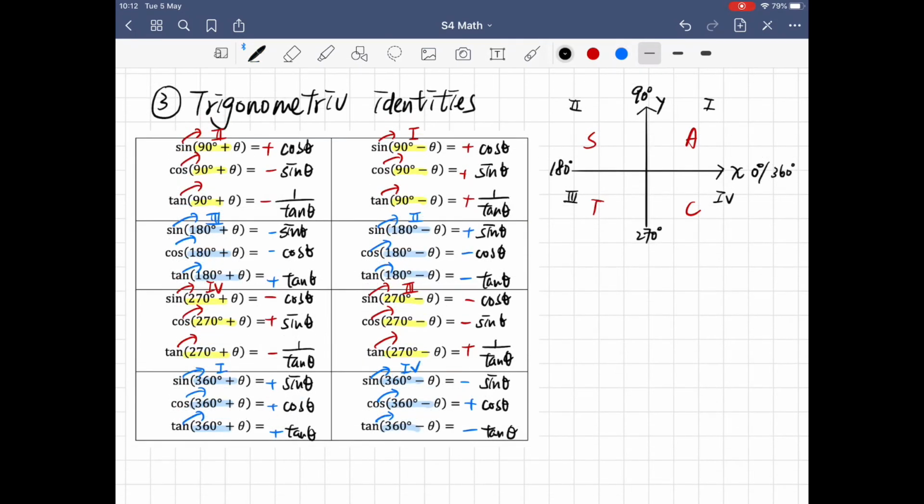Then there are two more identities that we will use in these sections. For tangent theta, it can be separated into sine theta over cosine theta. Okay, this is the first one, and the second one will be sine square theta plus cosine square theta equals to 1. These are the two identities that we have learned in junior form, and they will be used again in this chapter.